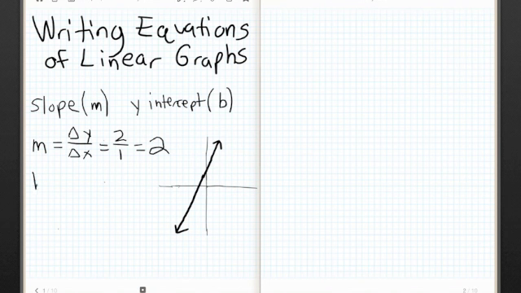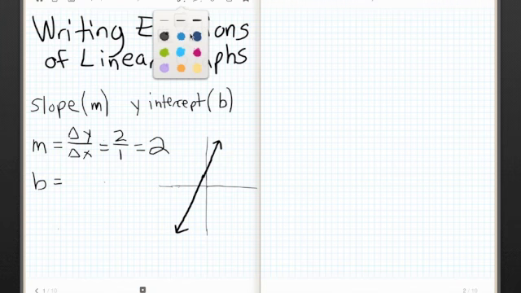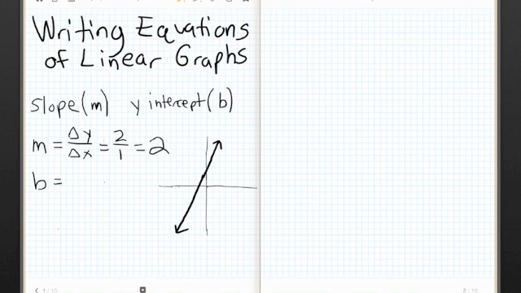Now, the y-intercept. The y-intercept is very simple. It's just the y-coordinate at the point where the line crosses the y-axis here. We can see from this graph that it's going to be right there. In fact, let's mark that in. So that is a y-coordinate of 3. So the y-intercept is 3.